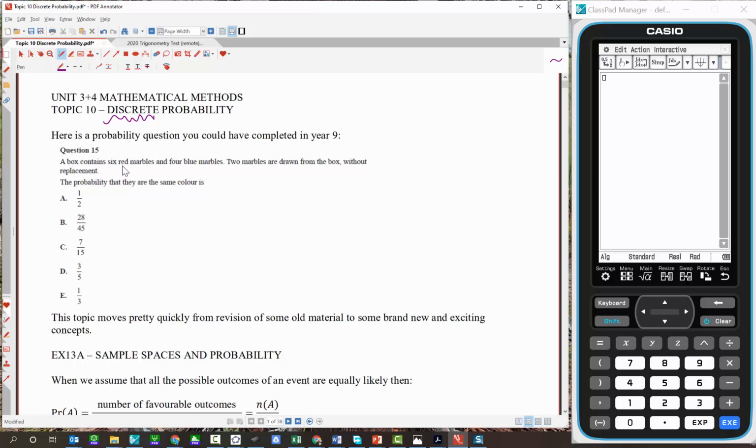Here it goes. A box contains 6 red marbles, 4 blues. 2 marbles are drawn from the box without replacement. What is the probability that they're the same colour? So we're looking for red, red or blue, blue. Now red, red: the chance of getting a red first up is 6 in 10, followed by another red after that, which is 5 in 9. The chance of getting a blue first up is 4 in 10, followed by 3 in 9. So a blue followed by a blue.